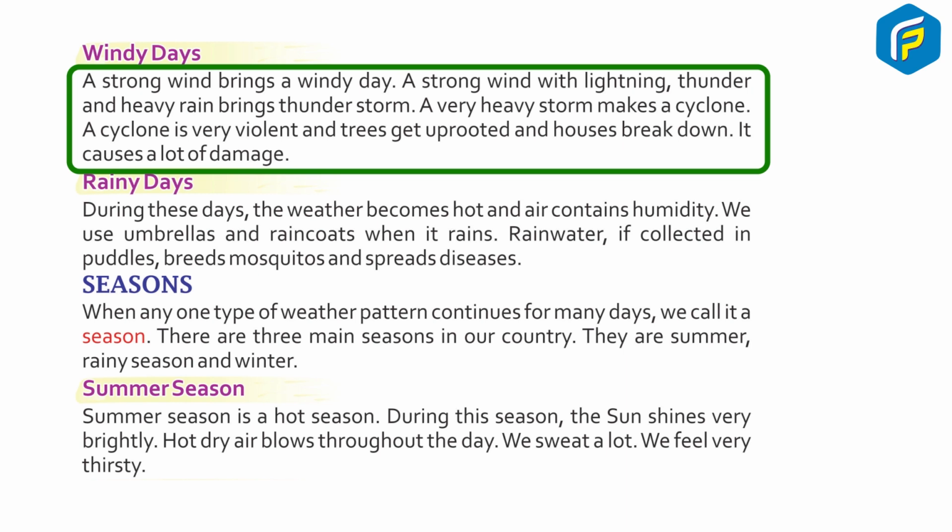A strong wind with lightning, thunder, and heavy rain brings thunderstorm. A very heavy storm makes a cyclone. A cyclone is very violent and trees get uprooted and houses break down. It causes a lot of damage.